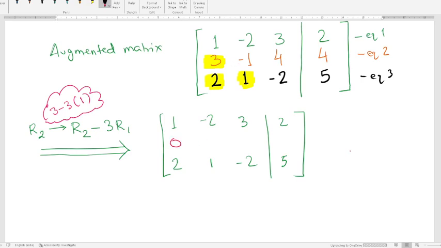The second element will be as follows. We'll write it down on the right hand side. The original element is -1 minus 3 times -2. This is R2, this is R1, right? So we get -1 plus 6, which is equal to 5, right? So we write 5 here.